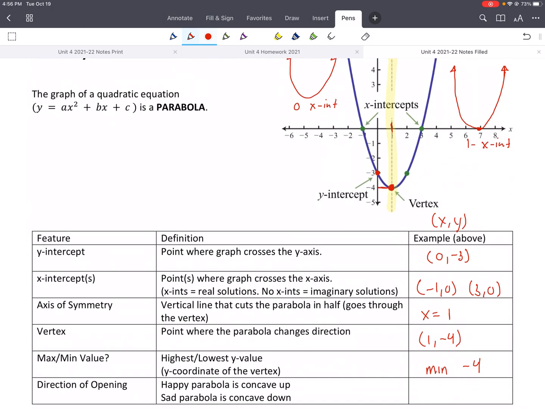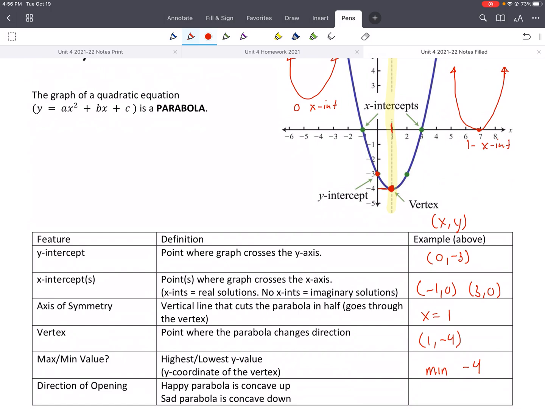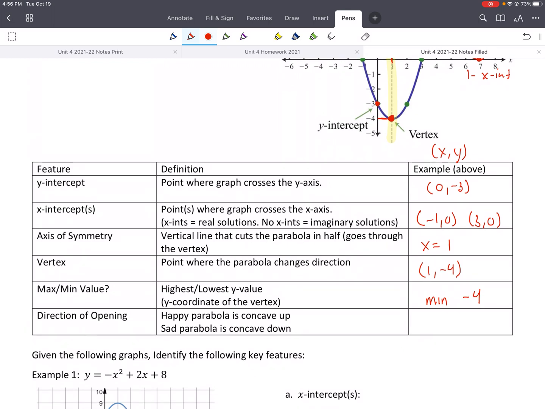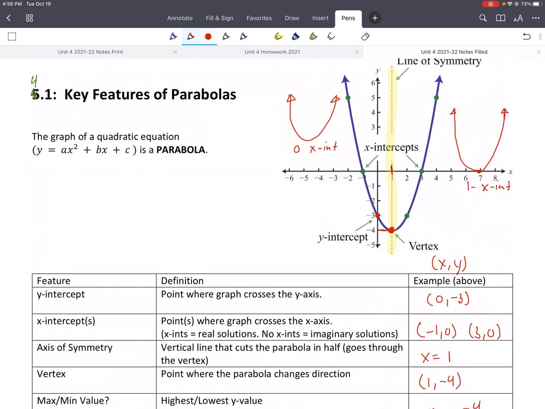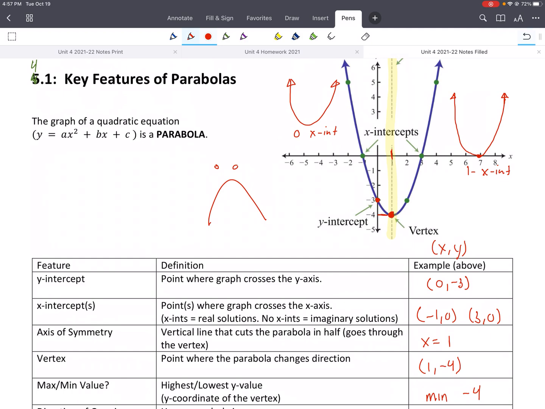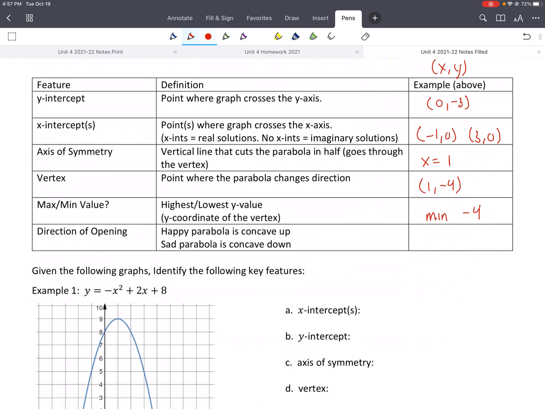So it goes all the way to, I guess not all the way, it goes to infinity, which isn't a value at all. Okay? Next we have the direction of opening. Is this parabola opening up, or is it opening down? So in this one, it's opening up. It's like a happy parabola. It's filling up. If it was opening down, it would be so sad. It would be filling down. Okay. All right. So this example was up.